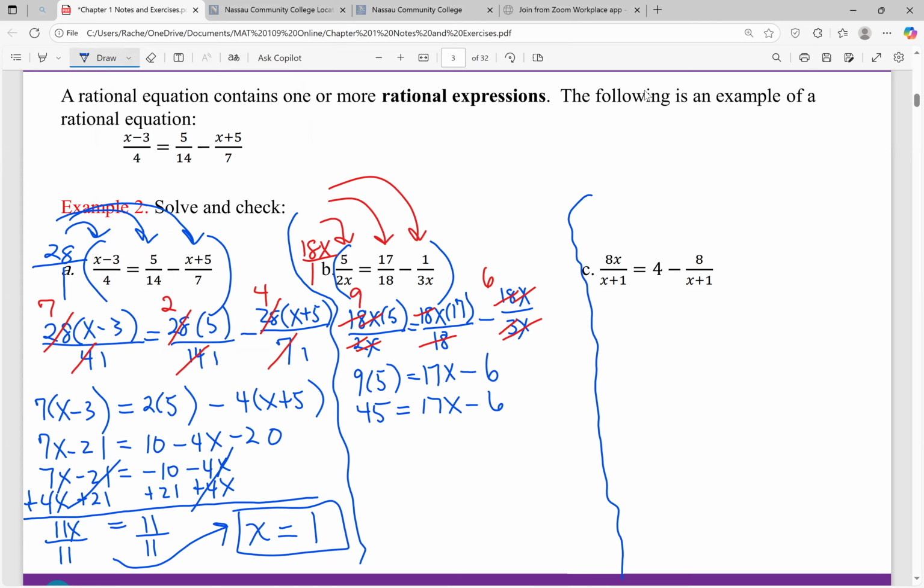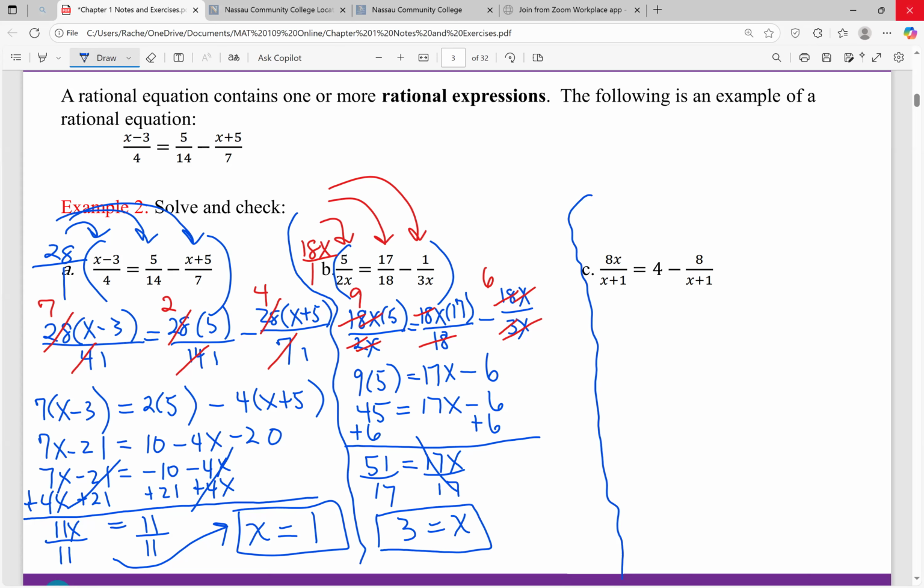Now, let's leave the 17x where it is, and let's bring the constants to the left by adding 6 to both sides. So we're going to get 45 plus 6 is 51, is equal to 17x. Now we divide by 17, and x is equal to 51 divided by 17, which is 3. And again, go back, plug in your answer, and make sure that it checks.